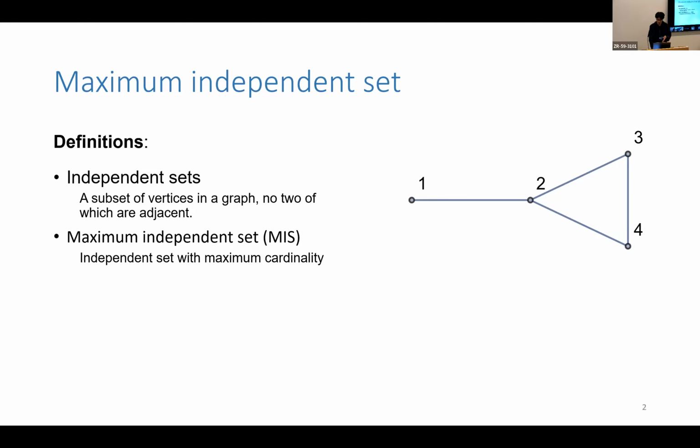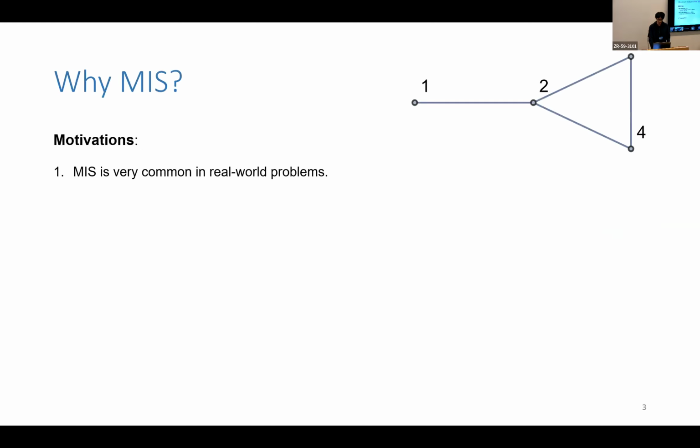For example, for the graph listed on the right side, the MIS is simply these two solutions, 1, 3 or 1, 4. The problem itself is very well studied in the classical context, and it is NP-hard in general, which means the problem is extremely hard to solve on classical computers. And we will look at the problem from the quantum aspect to see if we can find any quantum improvements on that.